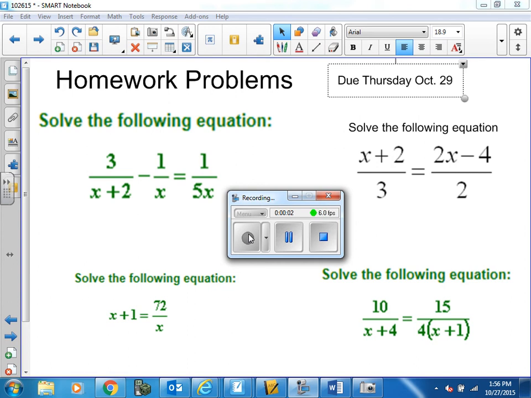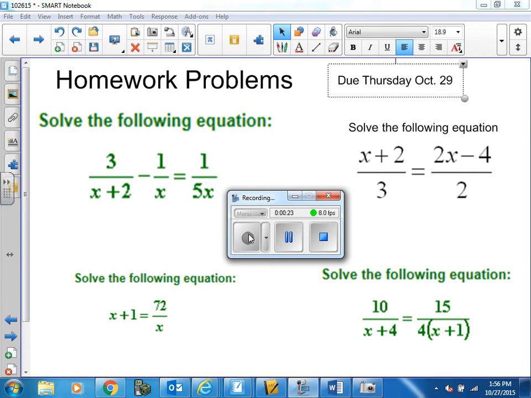Okay, here are the 4 prompts due for your homework. Take a look at them, copy them down, make sure that you get them correctly down. Make sure when you solve these that you are checking to see if any of your solutions make the denominator 0 for your original equation. We don't want 0 in the denominator.